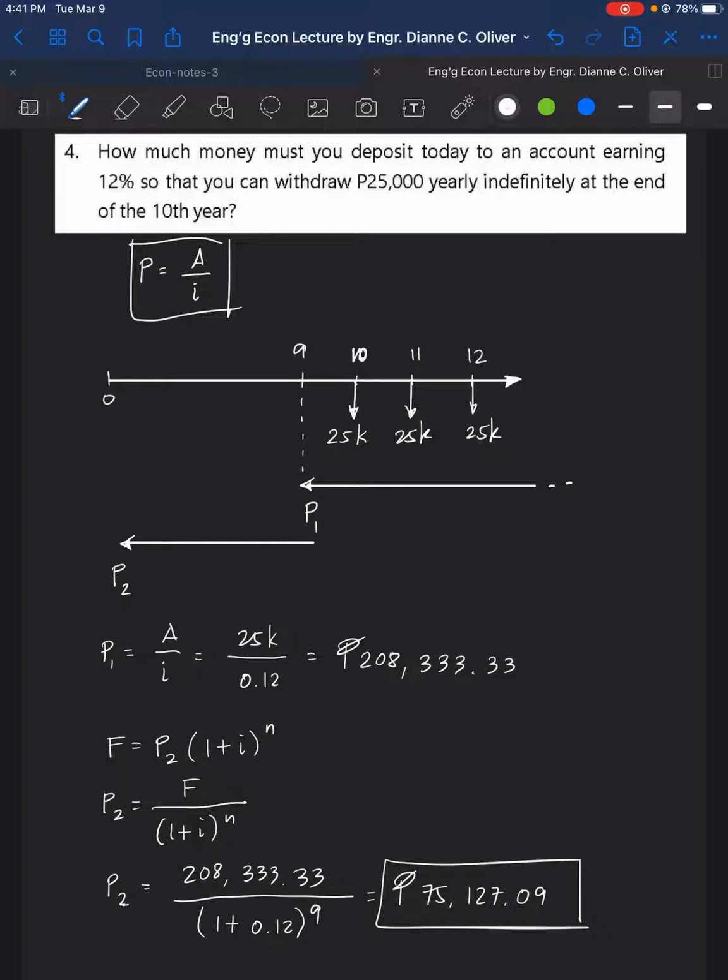So this is another example of a deferred annuity. Payment or withdrawal is being delayed.